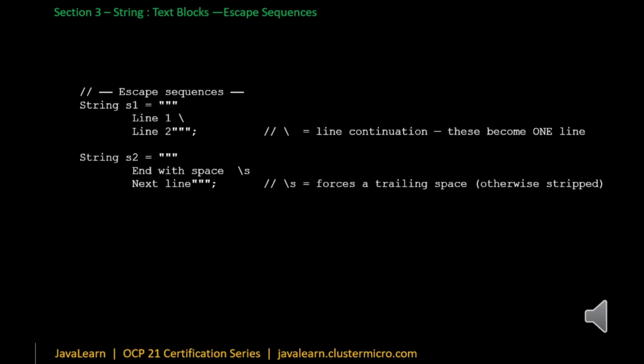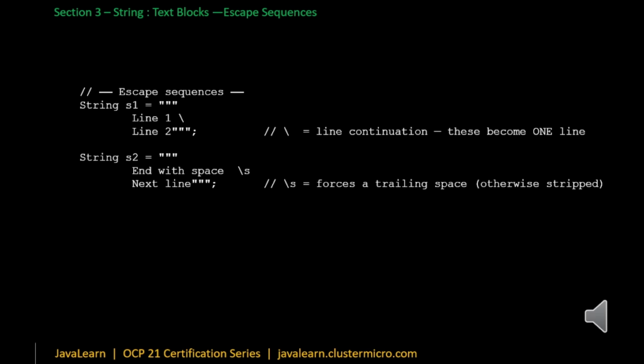But sometimes you genuinely need trailing spaces in your text block contents. So the backslash s escape solves this, okay? It represents a single space character, but more importantly, it is a very visible character that prevents the trailing white space stripper from removing the spaces before it. So by placing backslash s at the end of the line, you anchor the trailing spaces.